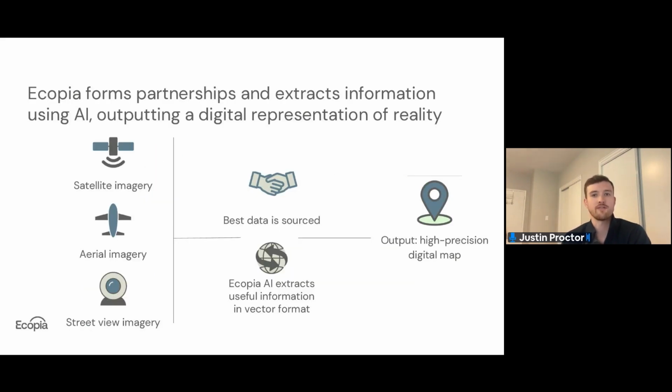So what we're trying to do is create a fit for mapping, or a fit for purpose, approach. We want to maximize the utility of a data input to reach the output that is required, being that high precision digital map. We can operate on two different functions here.